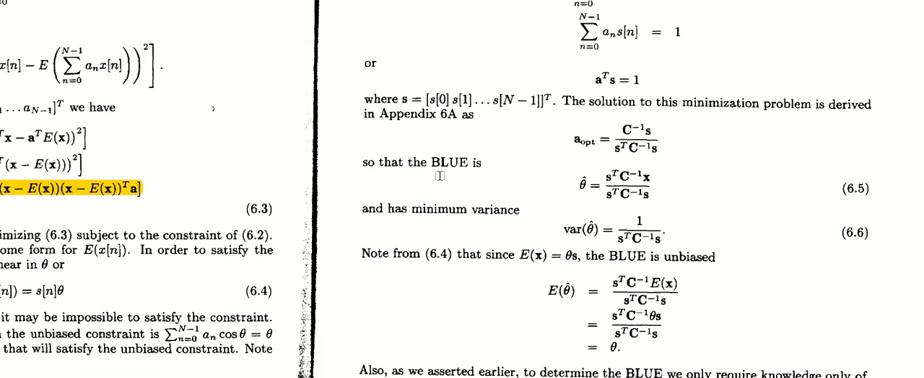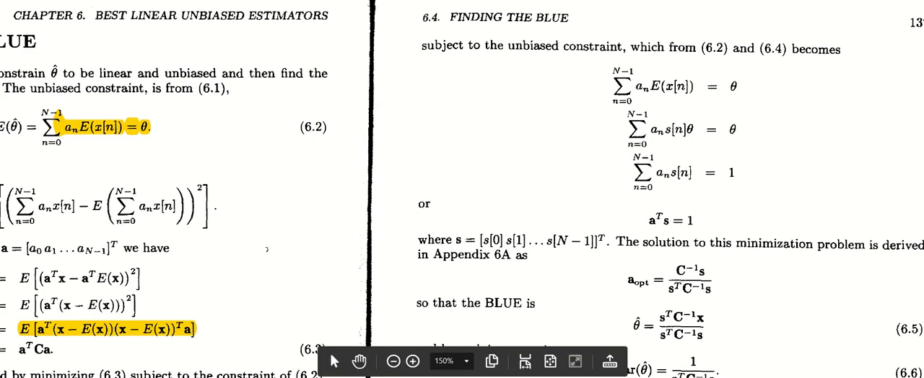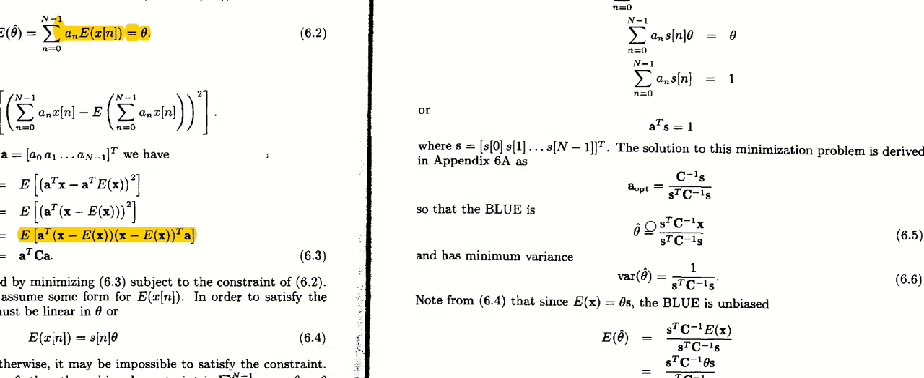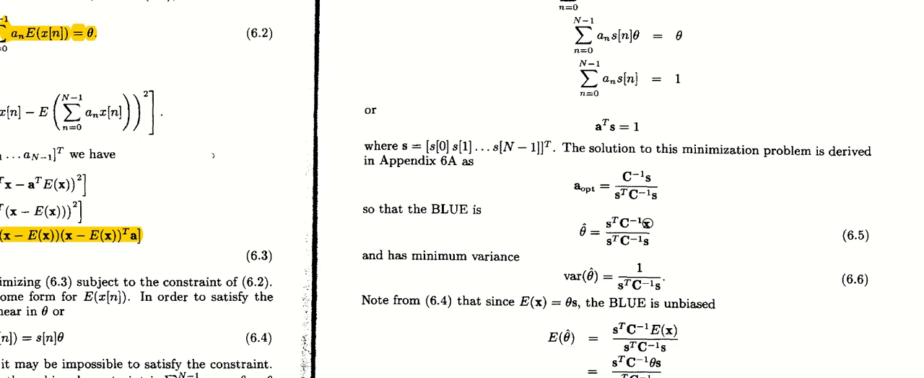And the BLUE is the summation of a multiplied by x, written in vector form. You put this in here and then take the x. In fact, the x is supposed to be here, but it doesn't matter; you put it in the numerator, which is mathematically equivalent. And it has minimum variance like this.